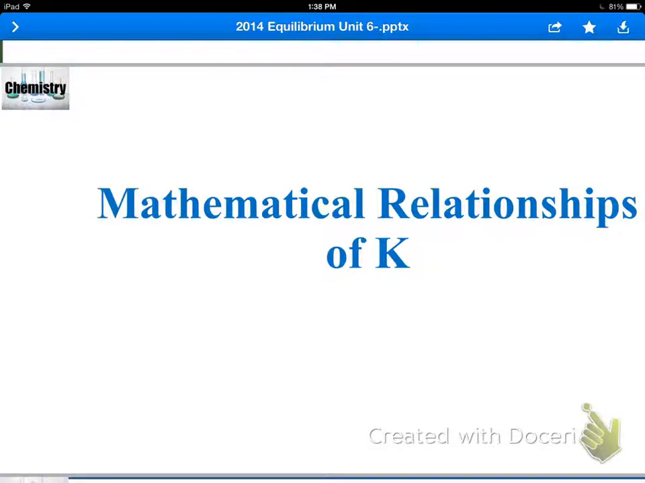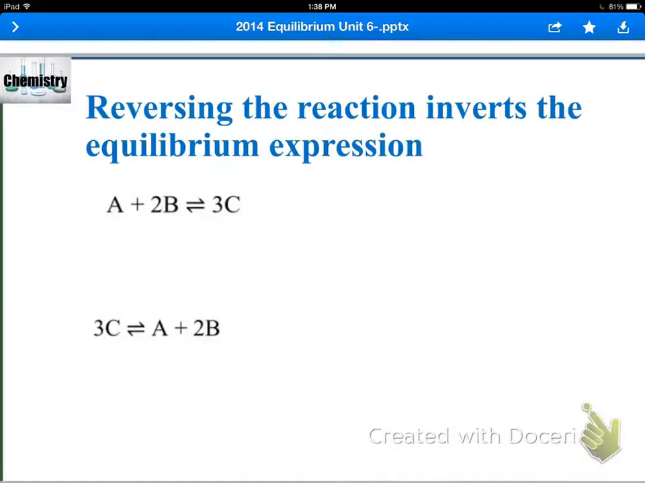Alright, in this podcast we're going to talk about what happens mathematically if I do something like reverse a reaction or add a couple of reactions. Okay, so let's get started. The first thing we want to see is what happens if I reverse a reaction.